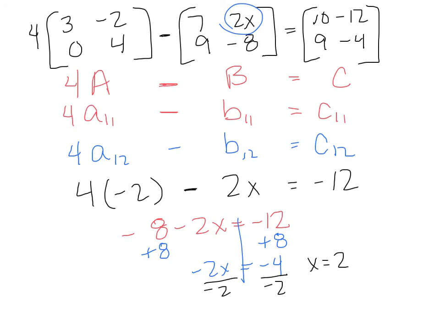So let's actually do that. If we know that x is 2, we would know that 4 times negative 2 minus 2 times 2 is equal to negative 12. So that would be negative 8 minus 4 equals negative 12, and that's correct. So we could see the power of these matrices. We were able to find that variable and how those corresponding parts relate to each other.